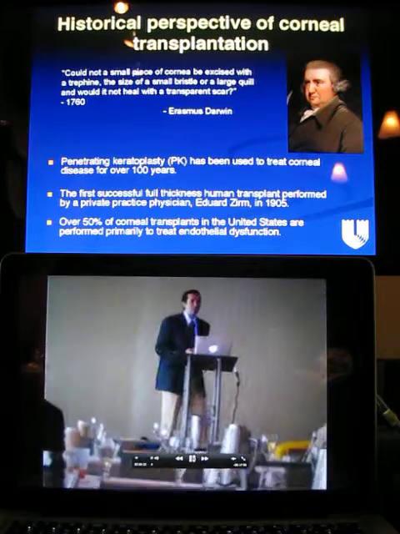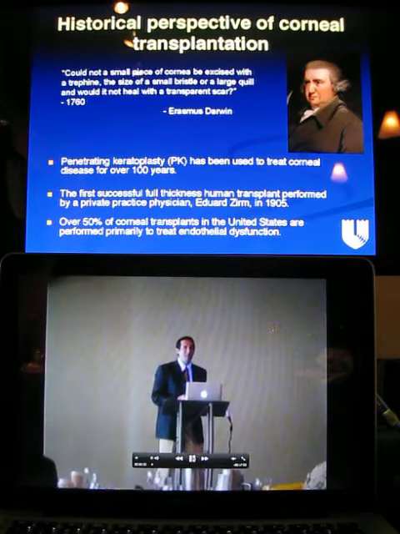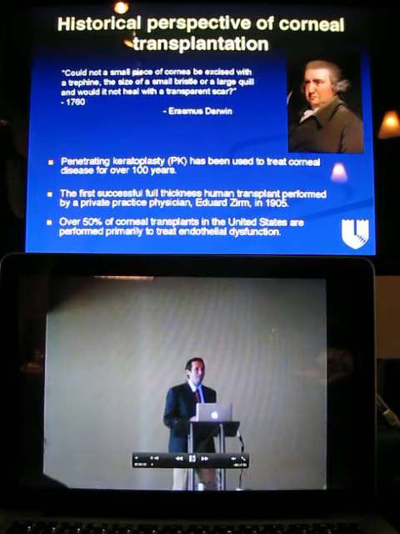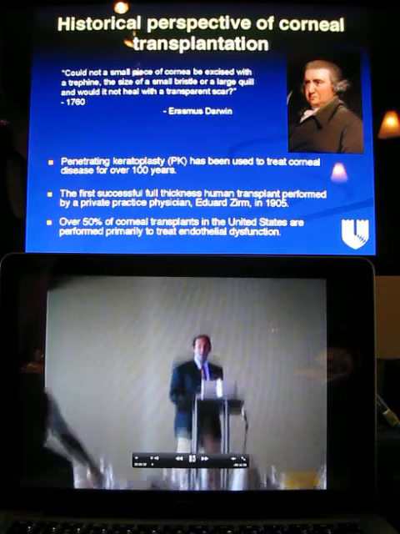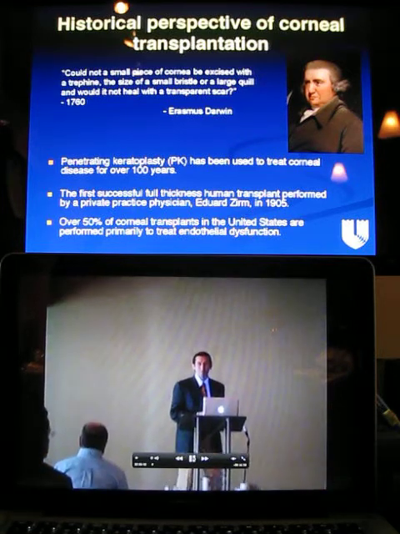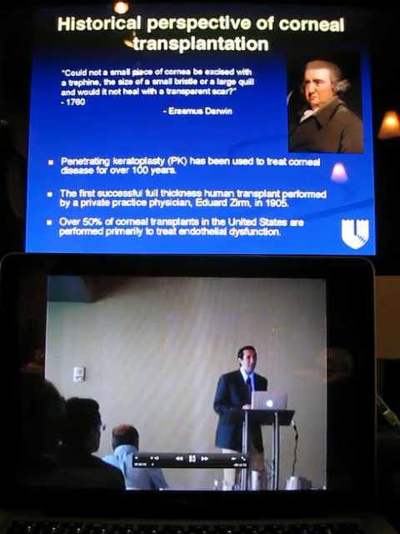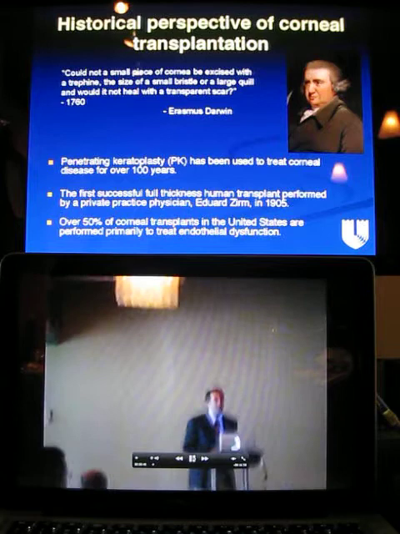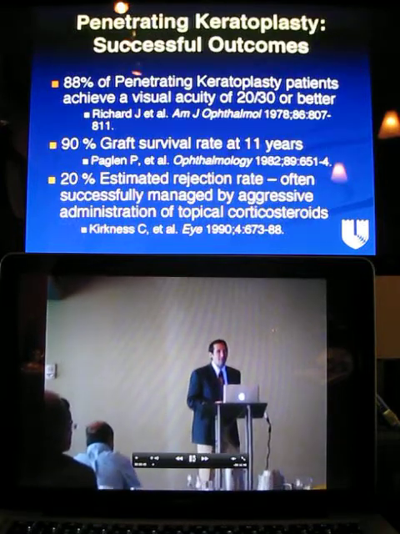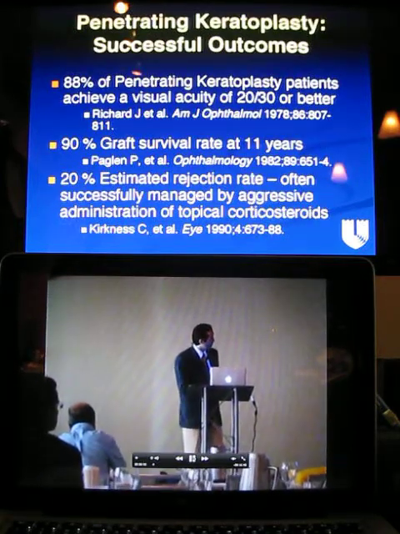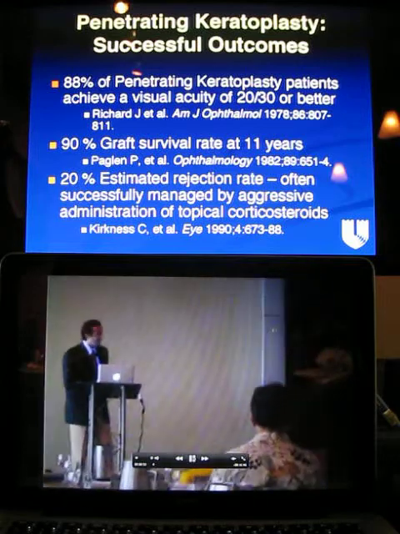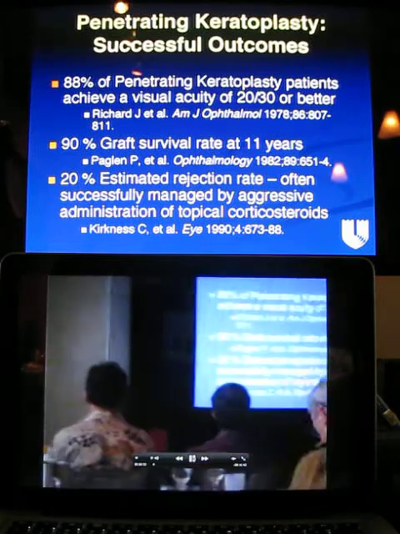This technique has changed very little in the last 100 years, with penetrating keratoplasty being performed primarily for endothelial dysfunction for 50% of cases. Penetrating keratoplasty is an excellent procedure yielding an optically pure cornea that tends to have a graft survival of 90% for at least 10 years, according to some reports.